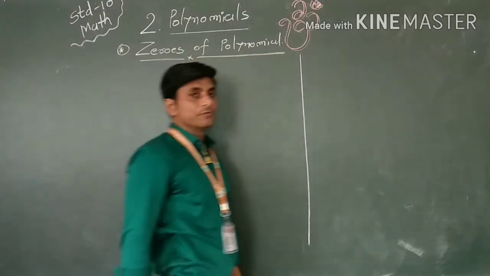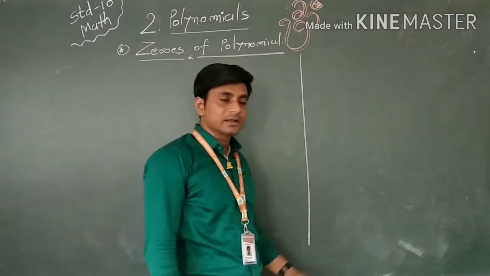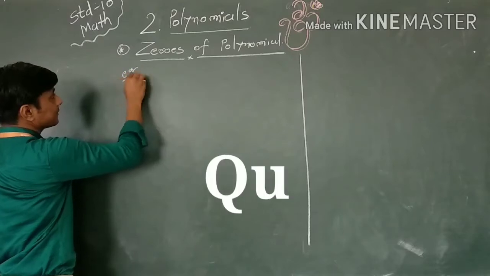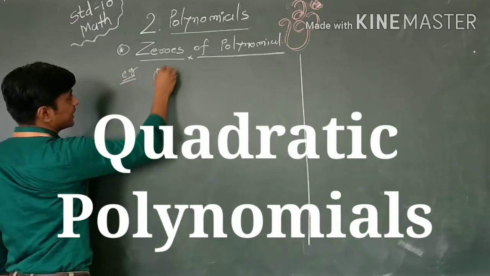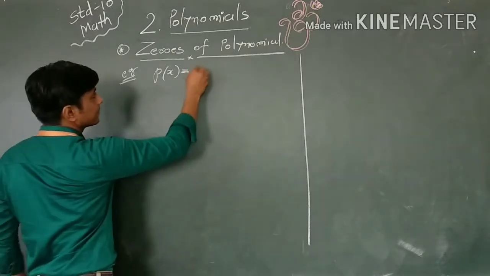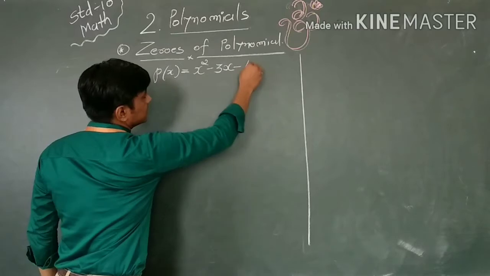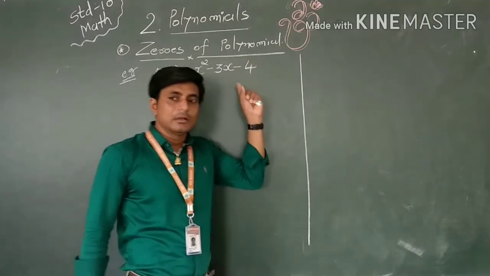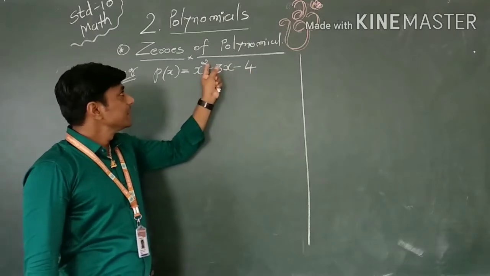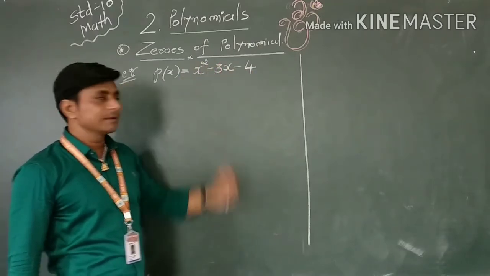In the last video we took an example of a linear polynomial. Today I take an example of a quadratic polynomial. Suppose we have p of x is equal to x square minus 3x minus 4. This is a quadratic polynomial. Why is it a quadratic polynomial? Because it has degree 2. That's why this is a quadratic polynomial.